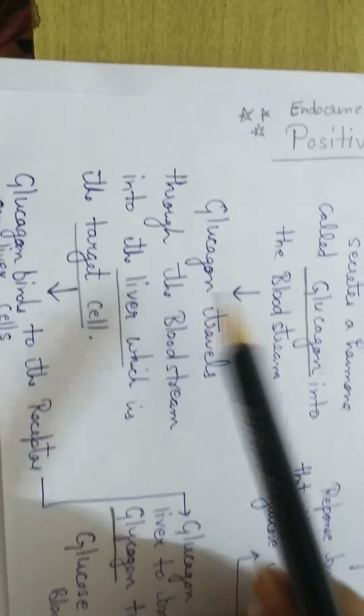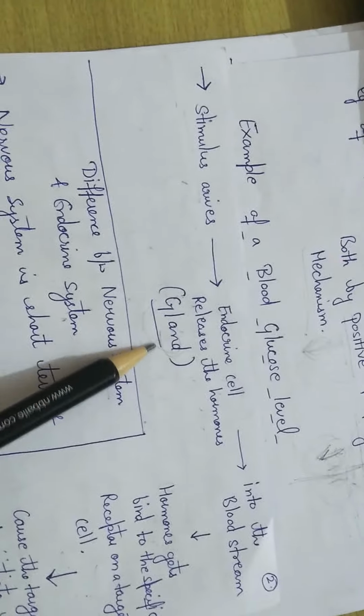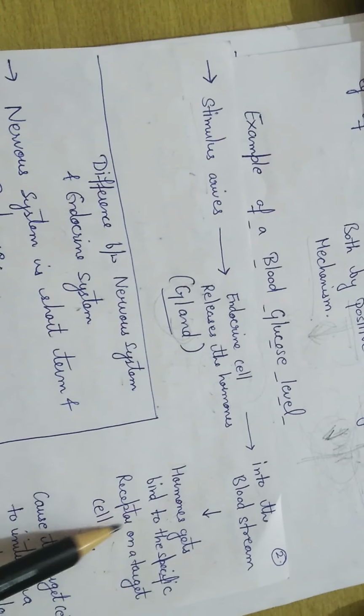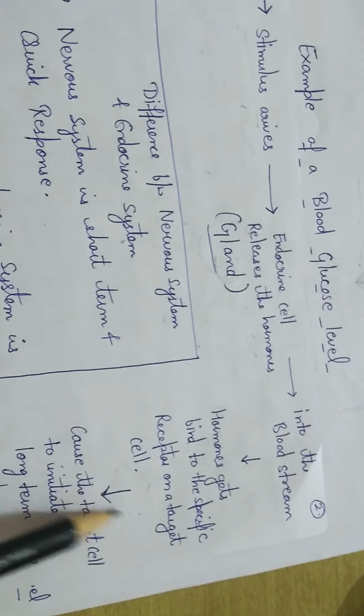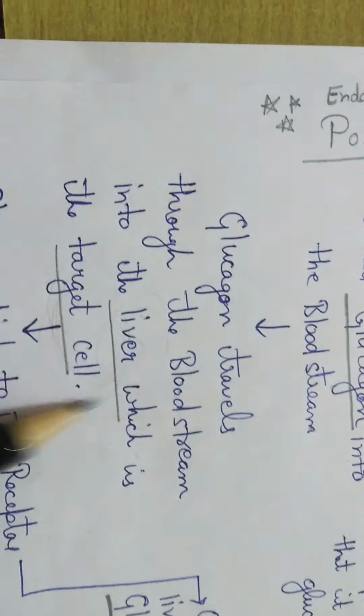So glucagon, like I said to you, whenever the endocrine cell releases the hormone, it has to travel through the bloodstream to reach the target cell. So here the target cell is the liver, where it will have its response. Now what is the response it is going to have?